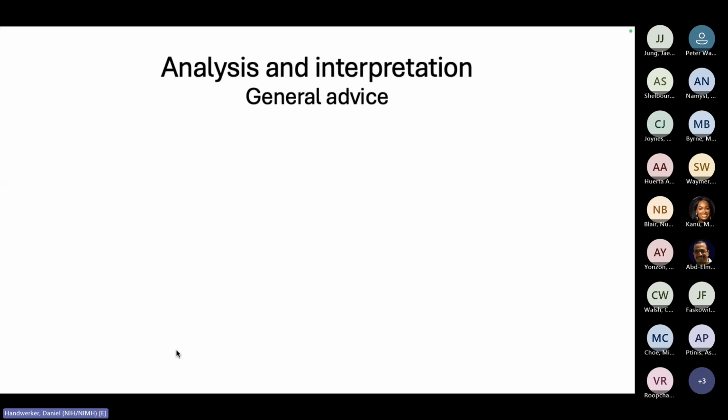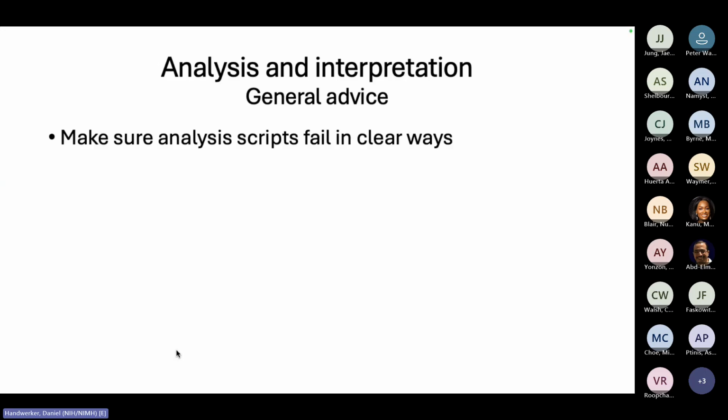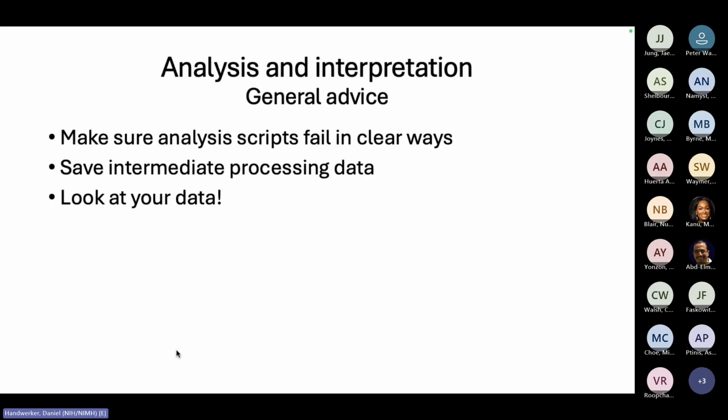So the next phase after the question is analysis and interpretation. My general advice is whenever you write a script, make sure they fail in clear ways. You don't want a script to fail in a way that you pull the wrong subject and you don't notice it. If it crashes, you want the script to crash. You don't want it to keep running when something got skipped. Save intermediate data. That's also a good way to check when things fail or understand what happened.